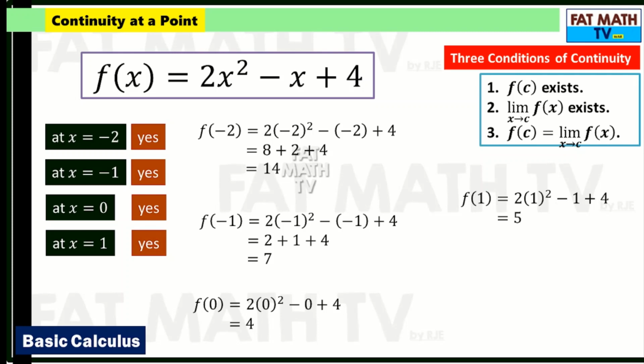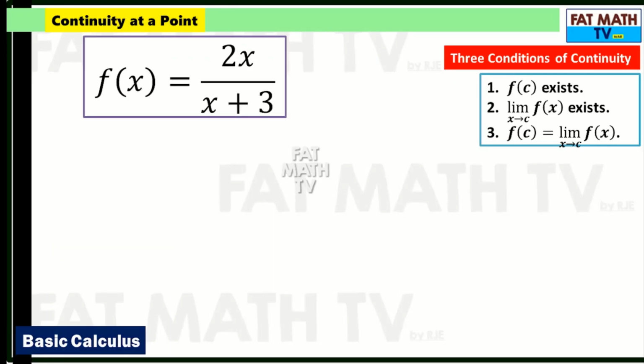So yes. But actually, since this is a quadratic function, the graph is a parabola without any interruptions. There's no hole, there's no jump, there's no asymptote. The function is actually continuous at every point on the number line. So we will say that this function is continuous everywhere.